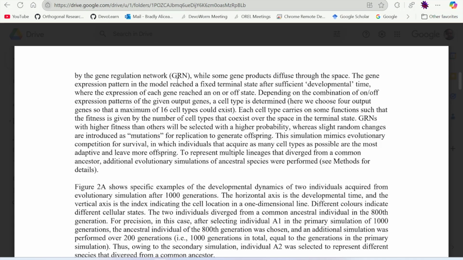And so then they run this simulation until they reach a fixed terminal state after sufficient developmental time, where the expression of each gene in the network has reached an on or an off state. Depending on the combination of on-off expression patterns of the given output genes, a cell type is determined.